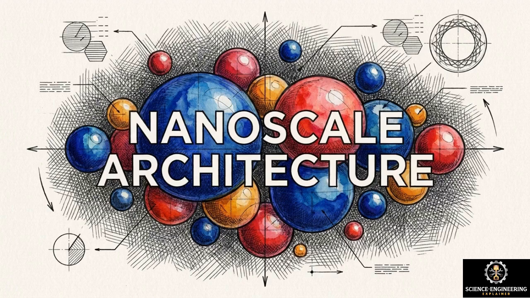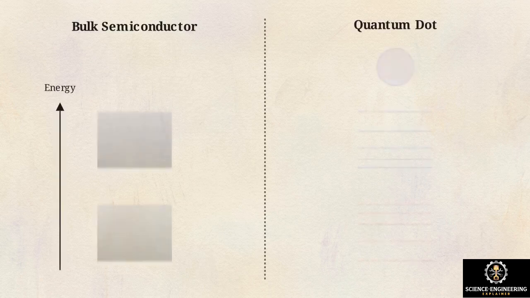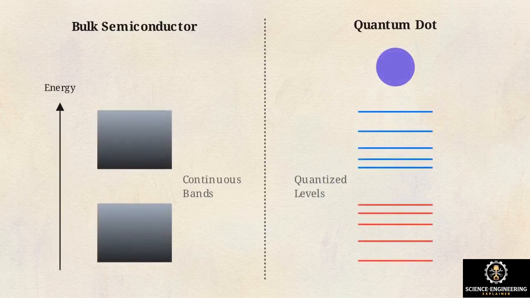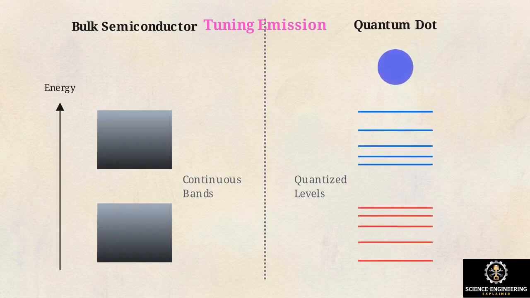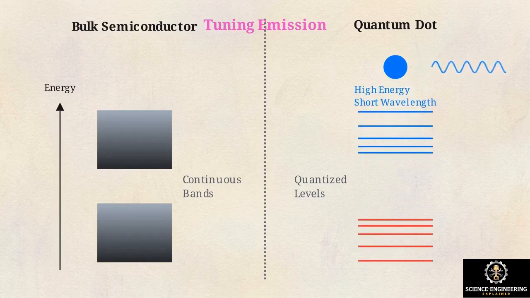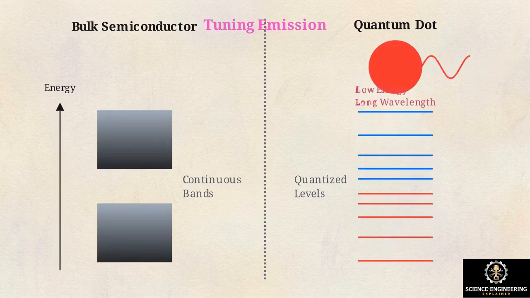Scaling these systems further depends on the adoption of quantum dots. Quantum dots are semiconductor nanocrystals between 1 and 10 nanometers. Here, quantum confinement replaces continuous energy bands with discrete quantized levels. Engineers tune the emission wavelength simply by changing the nanocrystal size. Smaller dots emit blue light, while larger dots emit red.